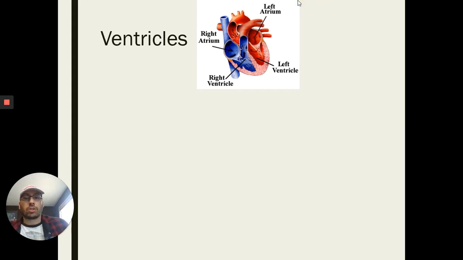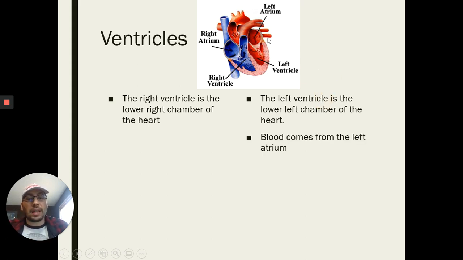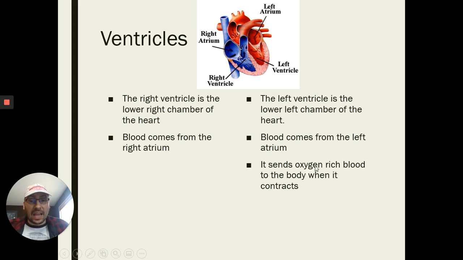That leads us to our ventricles. So again, the left ventricle in our diagram here, it's on the right-hand side because we're looking at the heart this way. So the left ventricle is the lower left chamber of the heart, and the right ventricle is the lower right chamber of the heart. Blood comes into the left ventricle from the left atrium, and the same thing on the right side. Blood comes from the right atrium. From here, the pump sends oxygen-rich blood to the body when it contracts. So when you hear that beat, it sends that blood right to the different parts of your body.